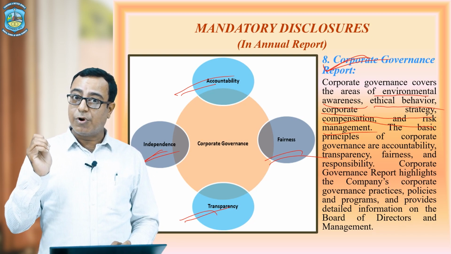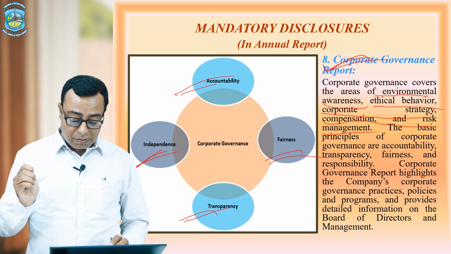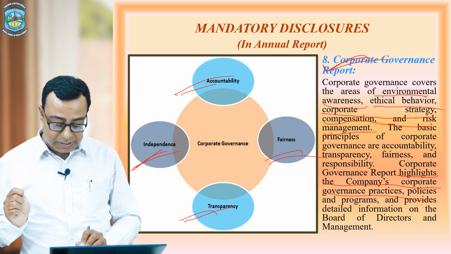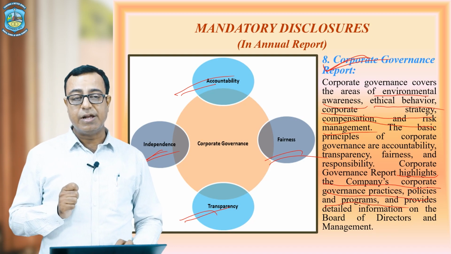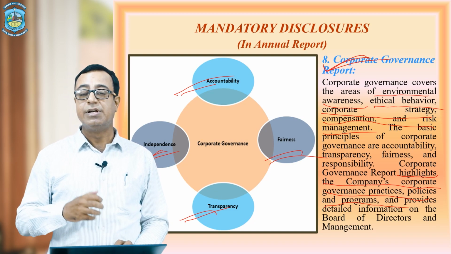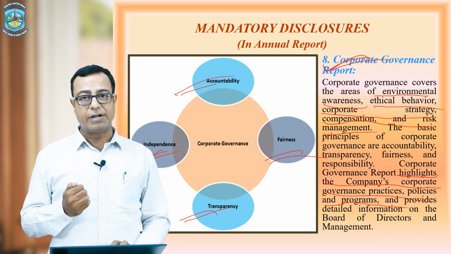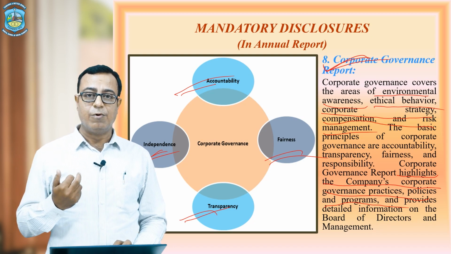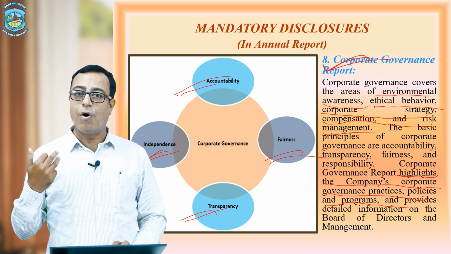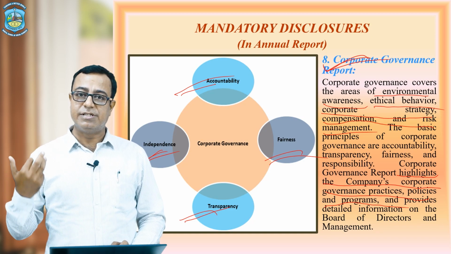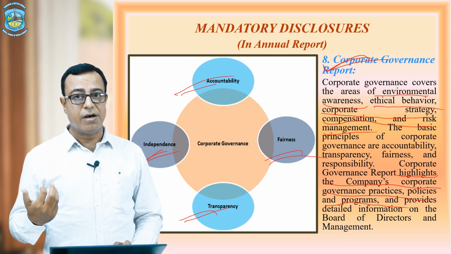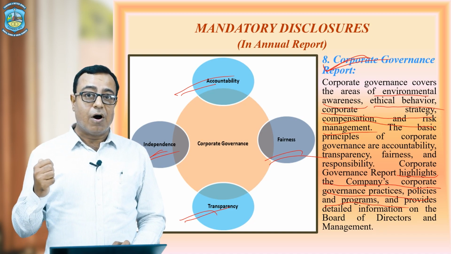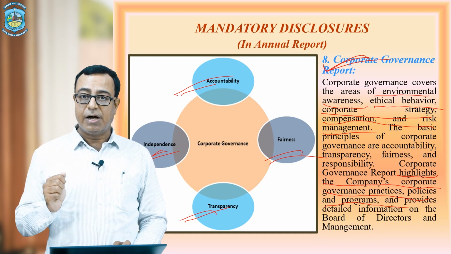Now, what is corporate governance reporting? In this report, they highlight the company's corporate governance practices, policies and programs to provide information to the shareholders and other users. This report is prepared by the board of directors under the chairmanship of the chairperson or CEO. The CEO will direct them to prepare this report, covering all the efforts, practices and policies that the company is taking for corporate governance in the business. This is also a mandatory disclosure under the annual report.